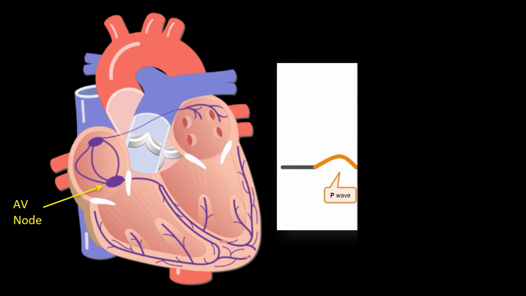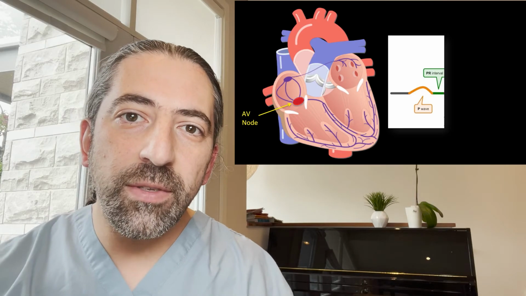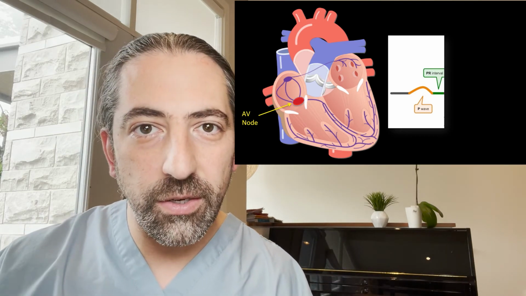The electrical signal then travels to the AV node. Here, there is a delay. This AV delay is shown as the PR interval on the ECG. It is the space between the P wave and what follows. This delay is important for multiple reasons. One of these reasons is it allows the atria to contract and fill the ventricles prior to the ventricles contracting.